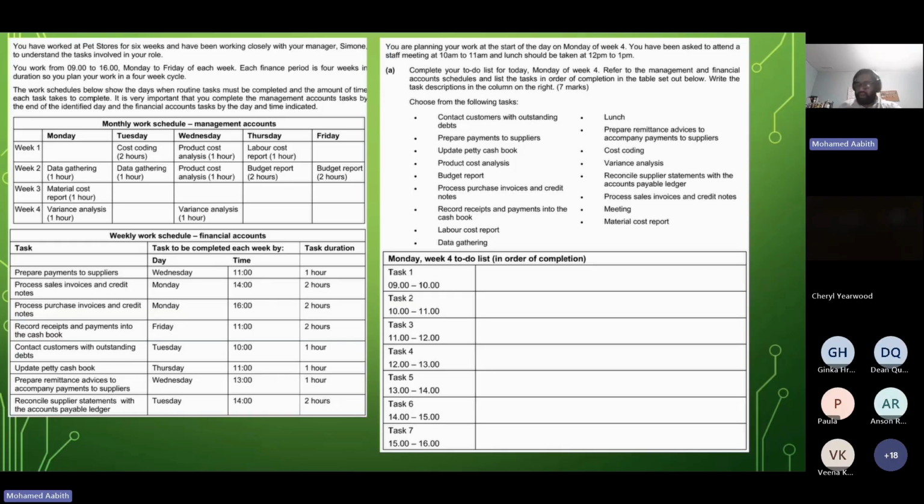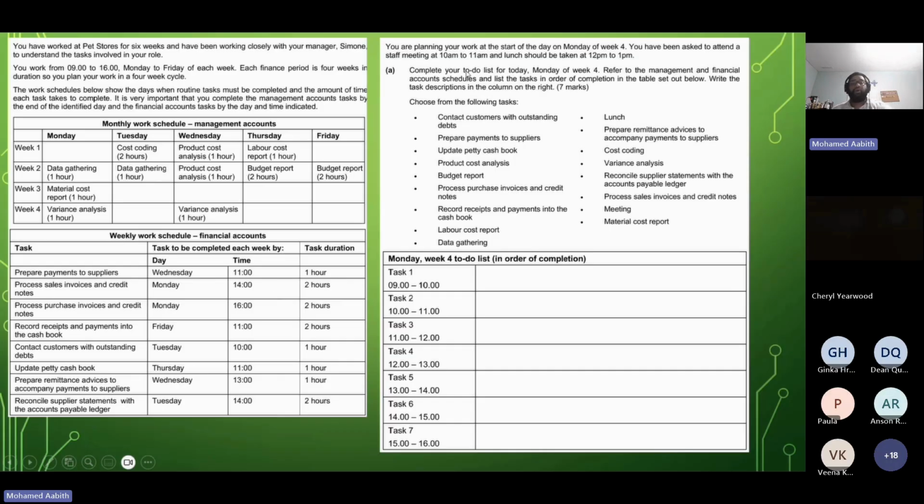So here, according to this, where's my mouse? Okay, I found my mouse. All these are management accounting tasks, and these are all your financial accounting tasks. Can you see that here? So you have different weeks, and you have different work to do on each particular week, and that only gets done once a month according to this. That's how they're going to do it. But the financial tasks are done on a weekly basis. That means every week the same task will repeat there.